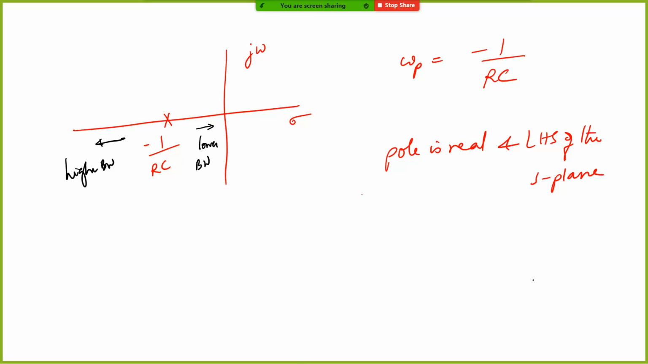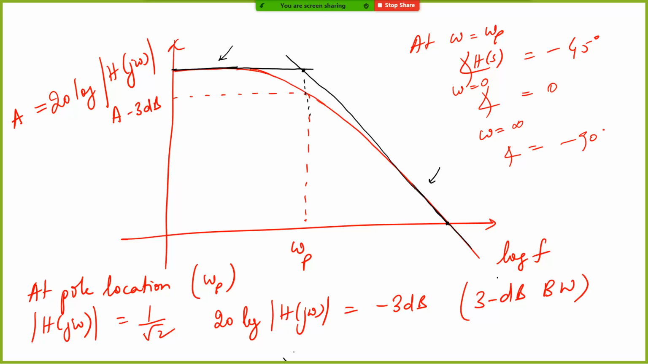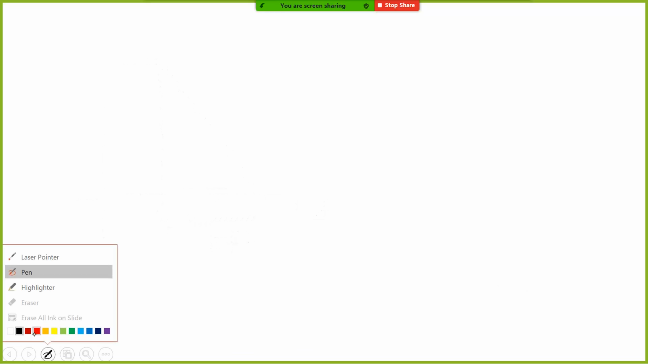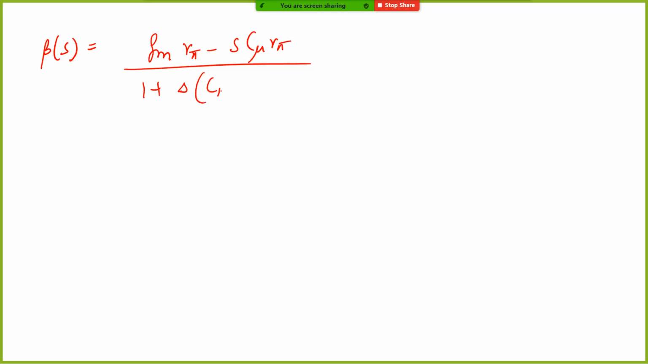All right. Now let us use these concepts to look at the transfer function that we have written. Let me write it here once again. Beta of S can be written as Gm R pi minus S C mu R pi, divided by 1 plus S into C pi plus C mu times R pi. Correct. Now, what is the pole frequency? Omega p is basically 1 by R pi times C mu plus C pi.